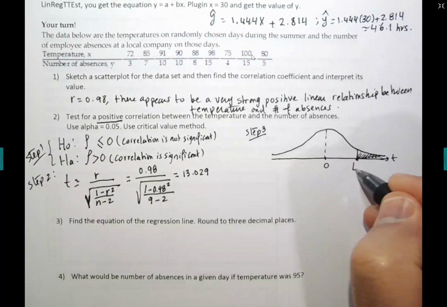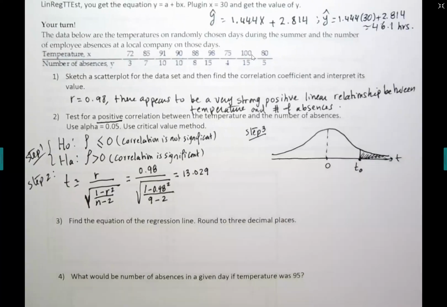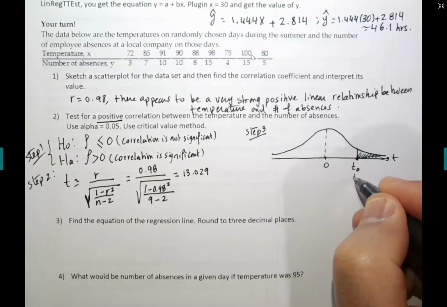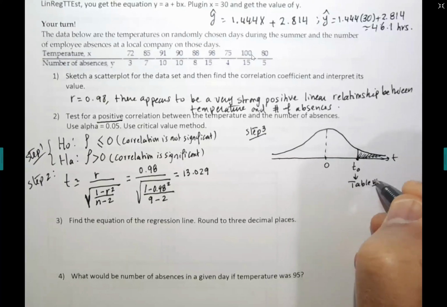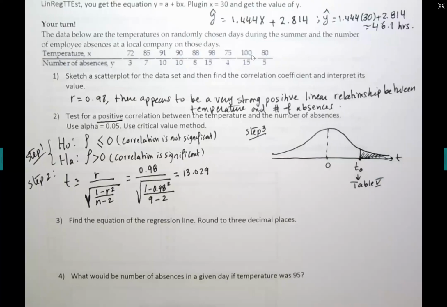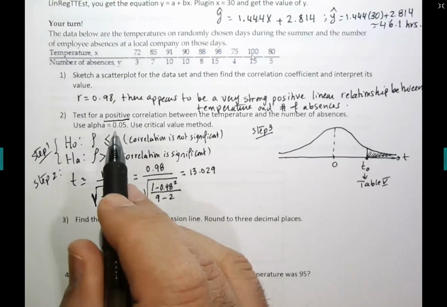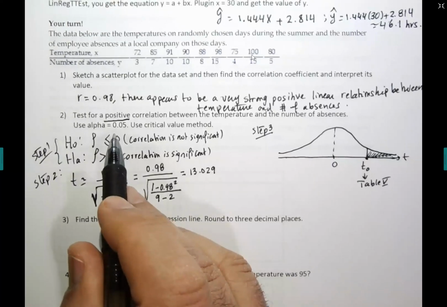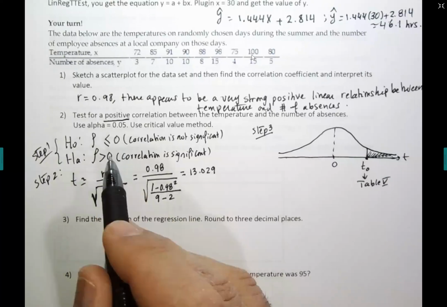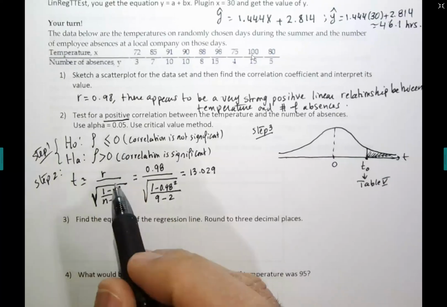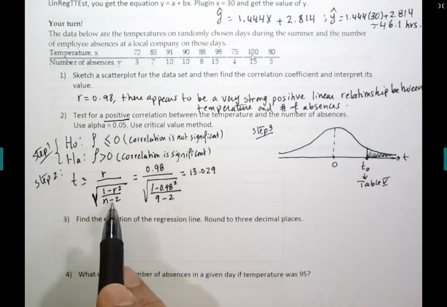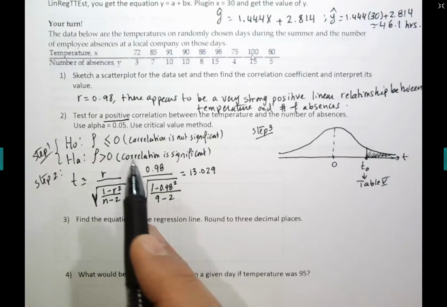If you remember from chapter 7 and chapter 6, this is called T0. And in order to find it, you need table 5, which I have ready. And you need alpha, and you need the degrees of freedom. And what is alpha here? Alpha is 0.05. But let me tell you something about the degrees of freedom when you test the correlation. It's not n-1, as you can see in the formula. It says n-2. So instead of looking for 8, which is 9 minus 1, we'll look for 9 minus 2, which is 7. So 7 and 0.05.